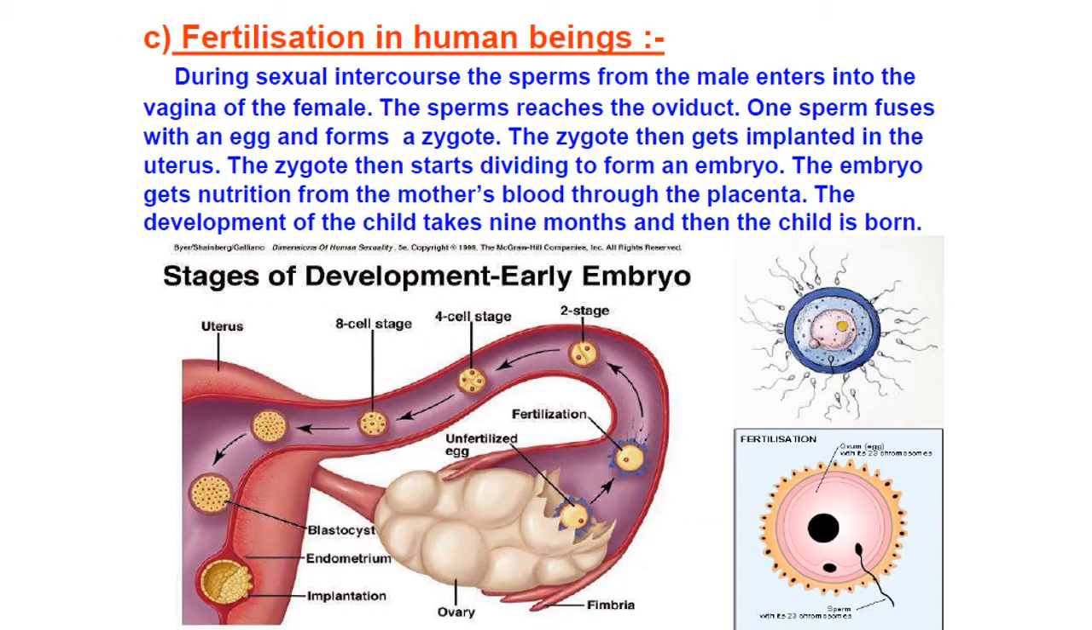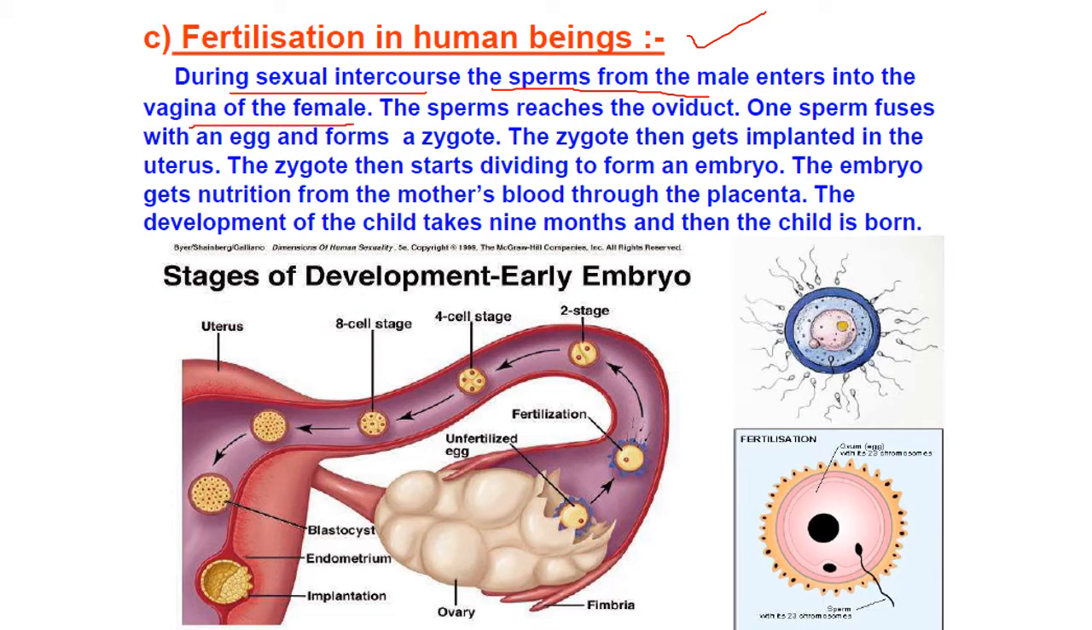As you all know, fertilization is the fusion of the male gamete and the female gamete. So let's study how this happens in human beings. During sexual intercourse, the sperm from the male enters into the vagina of the female.